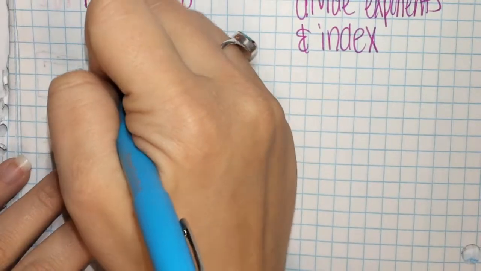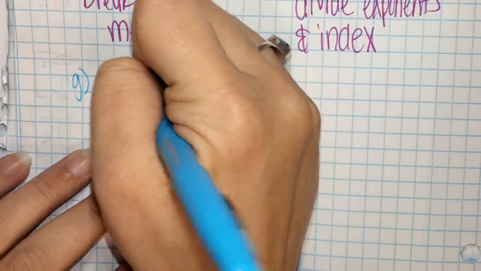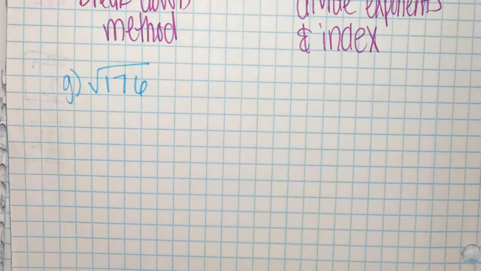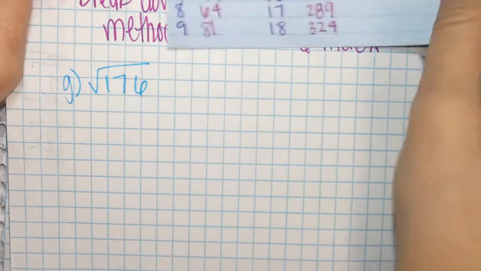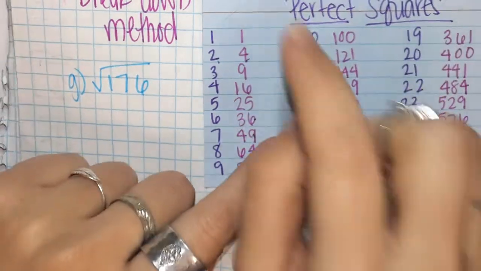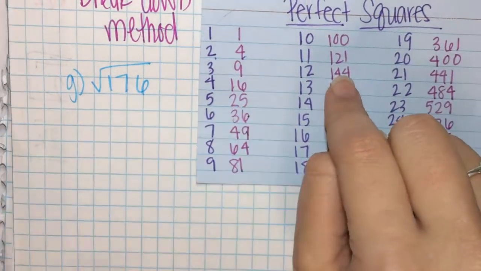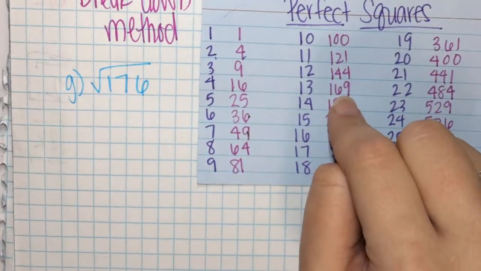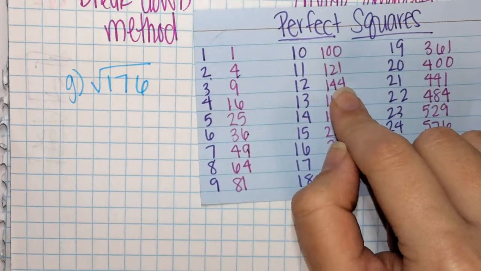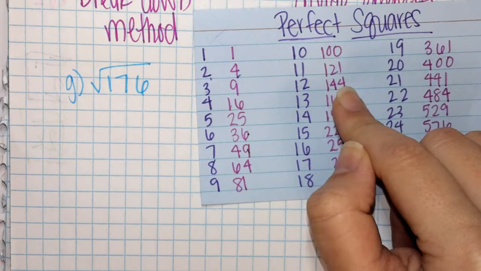Alright, so let's start with the square root of 176. The first thing we do is we find the biggest perfect square that divides evenly. So we know that we're going to stop at like 144 because 169 is definitely not going in. And I'm going to go ahead and say that 144 does not go into 176. Do we agree or disagree?